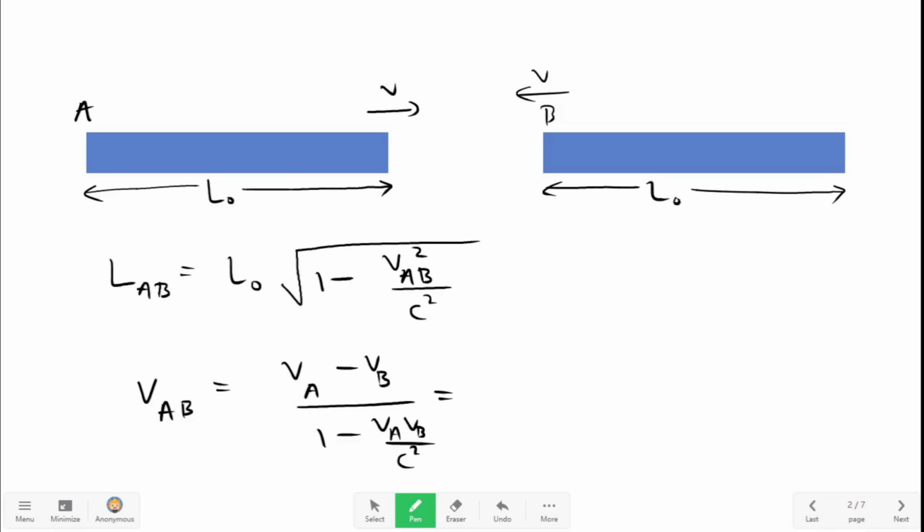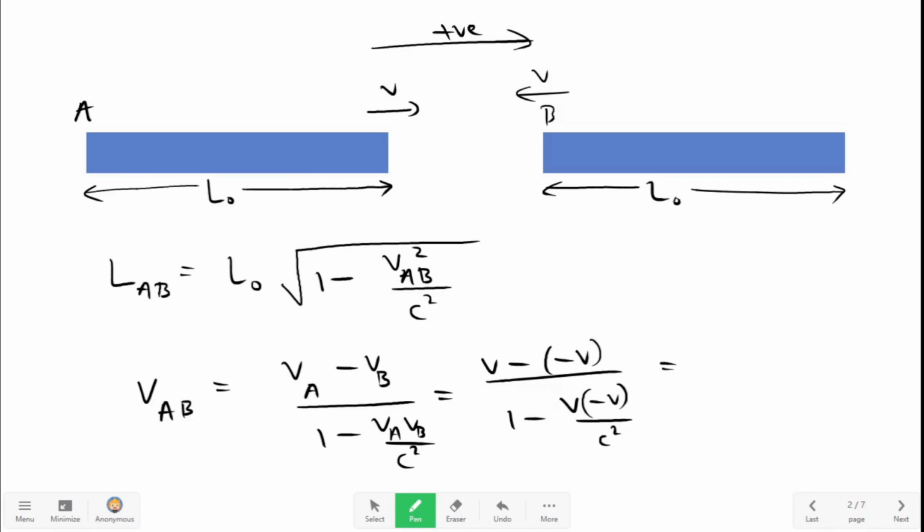This is equal to, if we choose this direction as positive direction, then we have VA is equal to V, minus VB is equal to minus V, divided by 1 minus VA is V, VB is minus V, divided by C square, which is equal to 2VC square divided by C square plus V square.